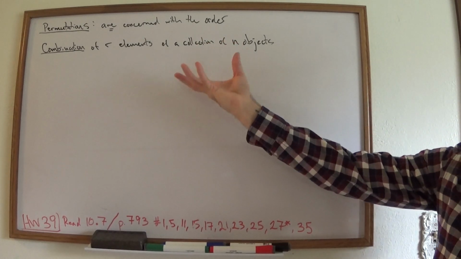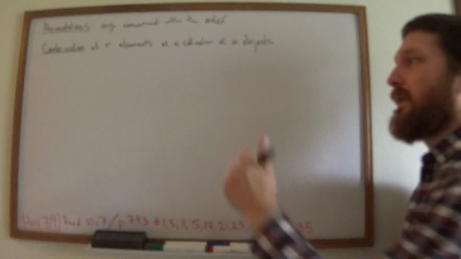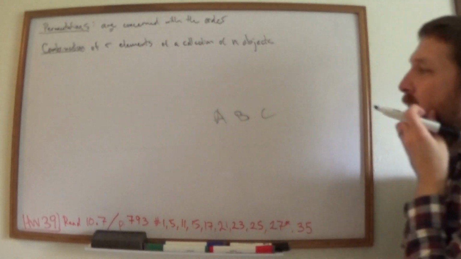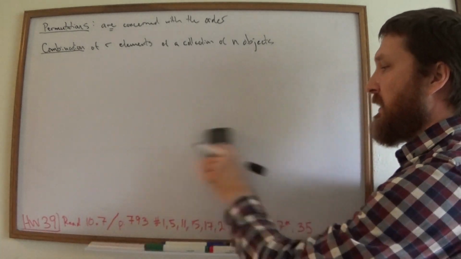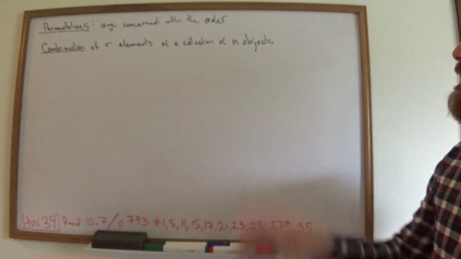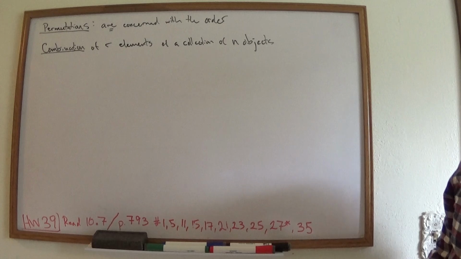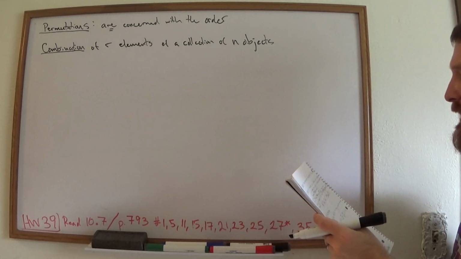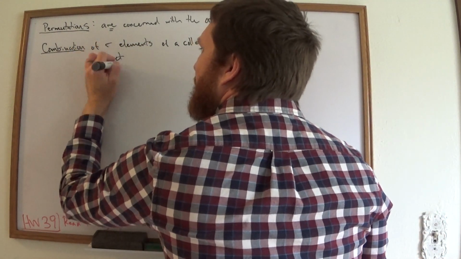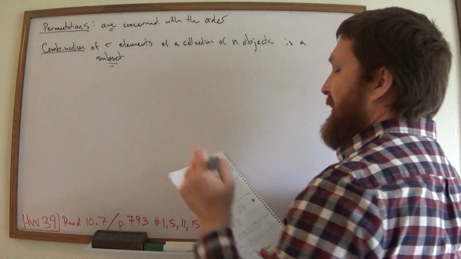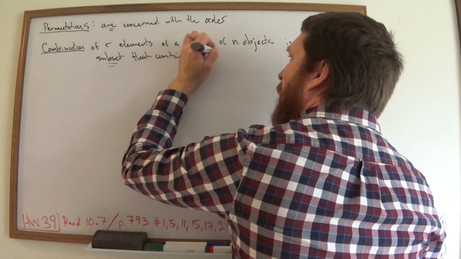You can't be talking about a certain number of elements of a bigger thing and have it being bigger than that thing, right? Like when we're talking about A, B, and C, you can't say, well, let's take 4 elements from there. Well, you can't. You cannot create ex nihilo. Okay, so here we go. A combination of R elements out of a collection of N objects is a subset. And this is the key there. It's a subset that contains R objects.